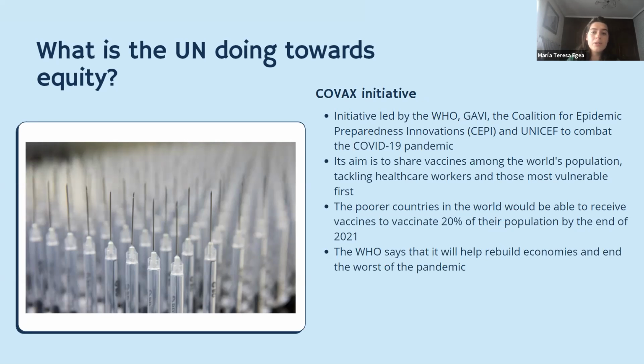The idea is that through the COVAX initiative, some of the poorer countries in the world would be able to receive vaccines to vaccinate 20% of their population by the end of 2021, especially their healthcare workers and those most at risk. Right now, the figure stands at around 2%. The hope for the WHO is that COVAX will help rebuild economies and end what is considered the worst part of the pandemic that we are still currently going through.